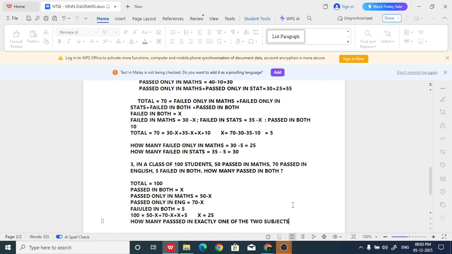Exactly one of the two. 75, sir? No, it's wrong. You find out yourself. Exactly one subject means passed only in maths plus passed only in English. That's all. So how many passed only in maths?